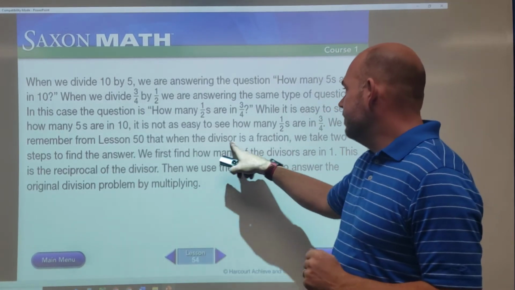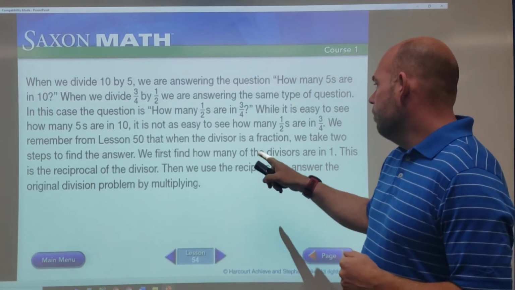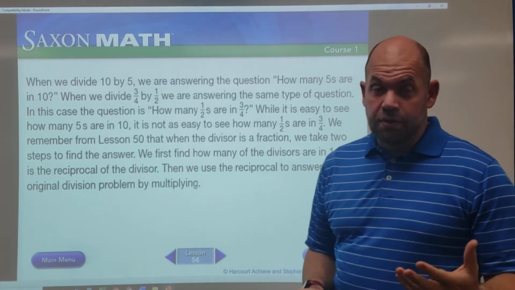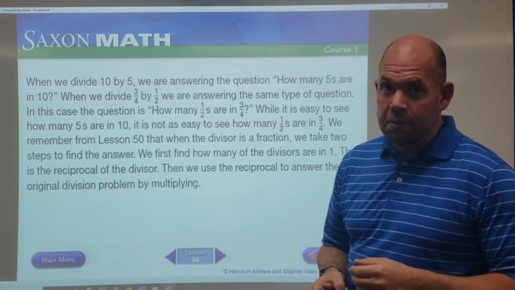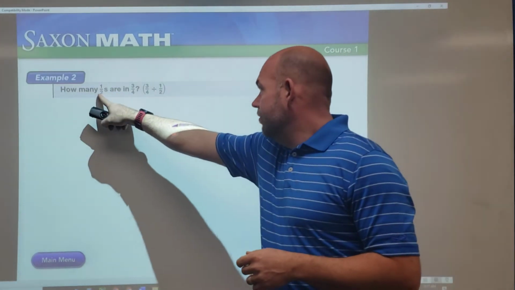Now back in lesson 50, when the divisor is a fraction, we take 2 steps to find the answer. We first find how many divisors are in 1, and that's going to be the reciprocal. So we're just going to use reciprocals in this problem. So let's set this up. How many 1/2s are in 3/4?